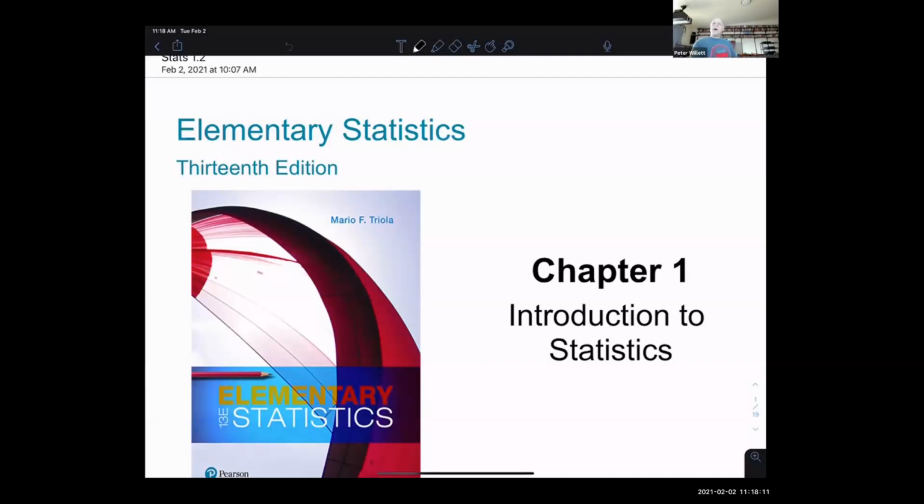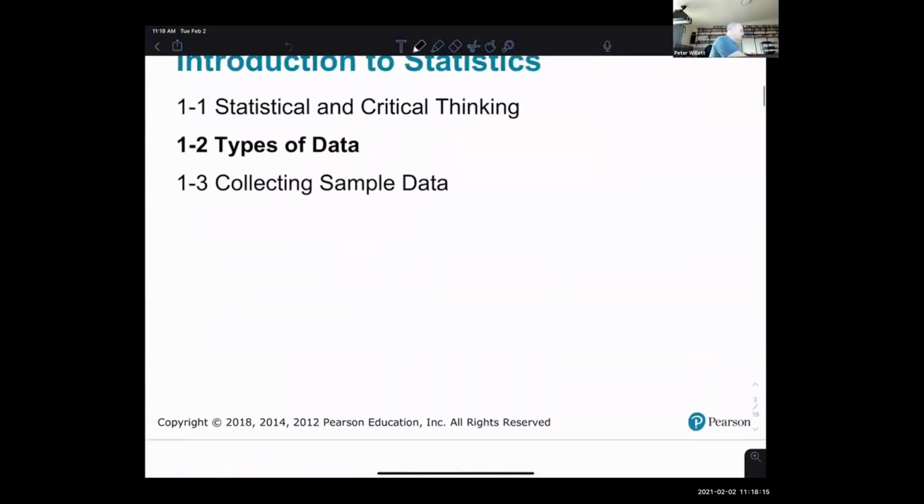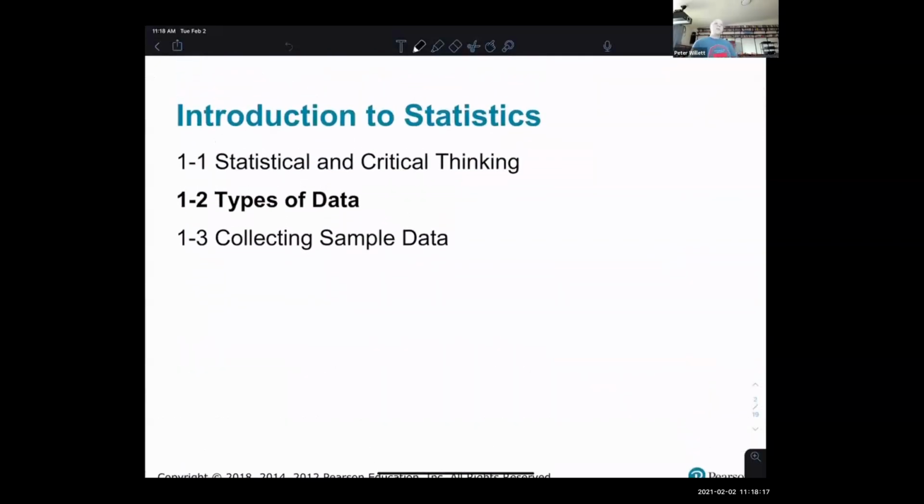Here we begin on chapter 1 as usual, but this time we are advancing to section 2. Last time we talked about 1-1, statistical and critical thinking, the basic idea of statistics. The basic idea involved wanting to know something about a large population and looking at a smaller sample of that population to get an idea of what's going on for the whole population.